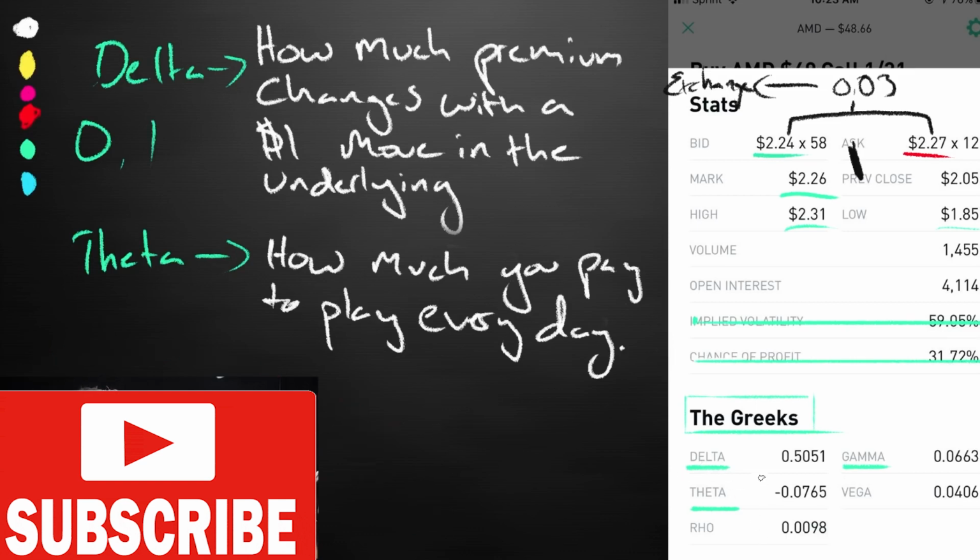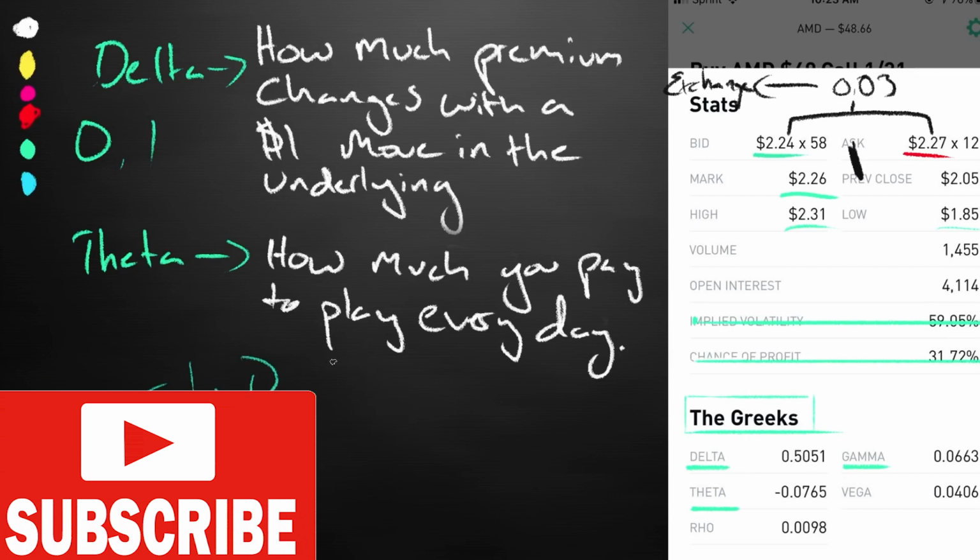Okay, so delta, how much the option's premium changes given a $1 move up or down in the underlying stock. Gamma, how much delta changes given that same $1 move. So delta changes by a factor of gamma. The more in the money, as with a call option, the closer to 1 delta is going to be. The more out of the money, the closer to 0 it's going to be. With puts, you'll see that it's going to be -1 and 0 because with puts, you're going to be betting on the stock going down.